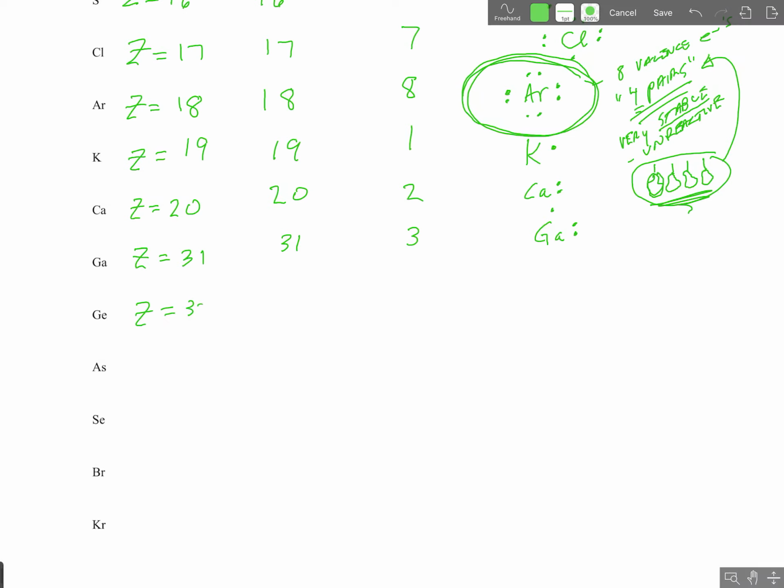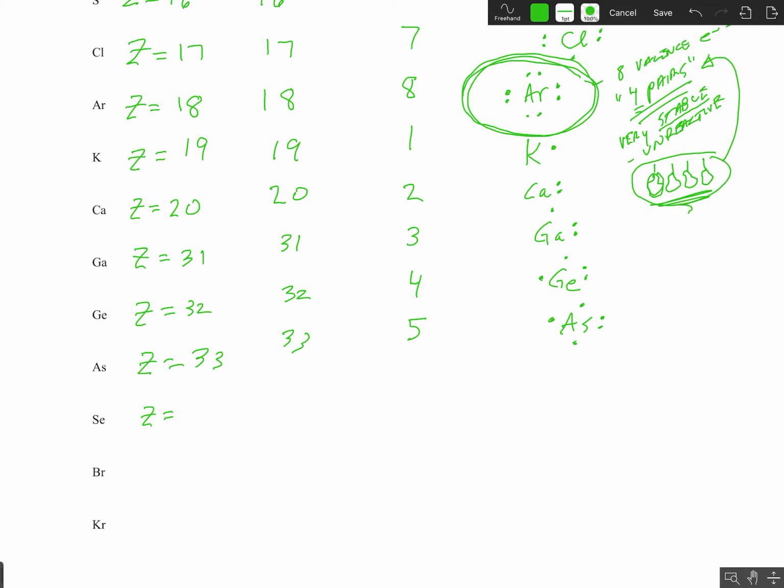Germanium has 32 electrons. It's in group 14 with 4 valence. And so germanium's dot picture is going to be just like carbon's dot picture, isn't it? And just like silicon's as well. Arsenic, atomic number 33. So 33 electrons. It's in group number 15, so 5 valence. And so we have arsenic with 1, 2, 3, 4, 5. It has 1 pair and 3 unpaired valence electrons, just like phosphorus and nitrogen.